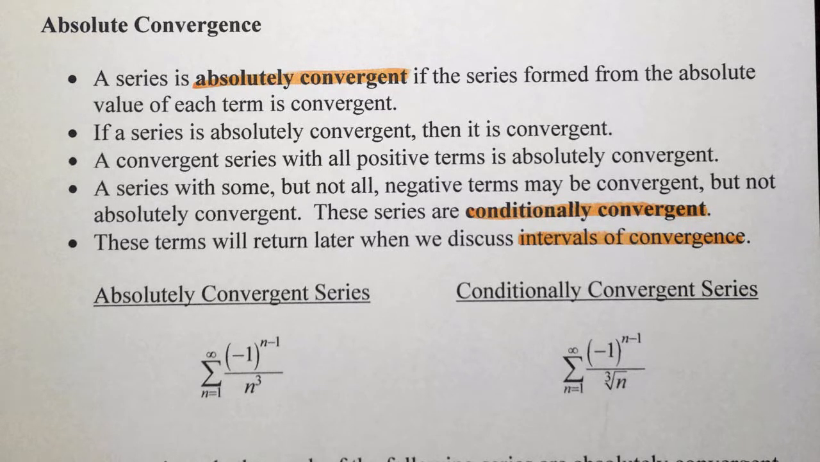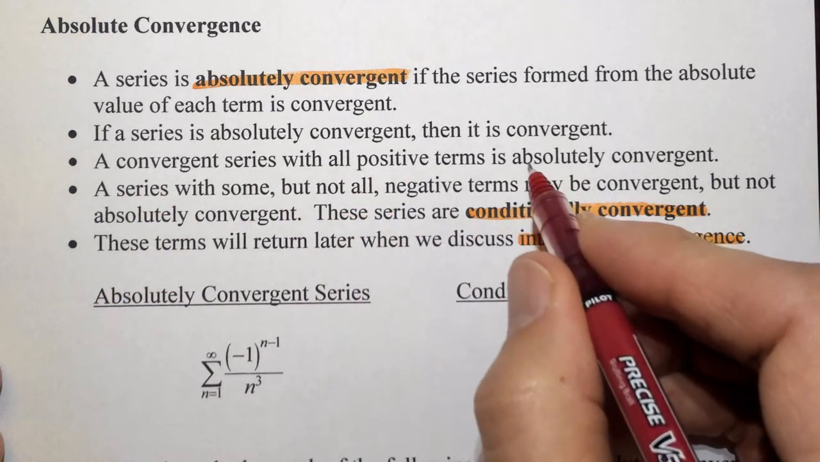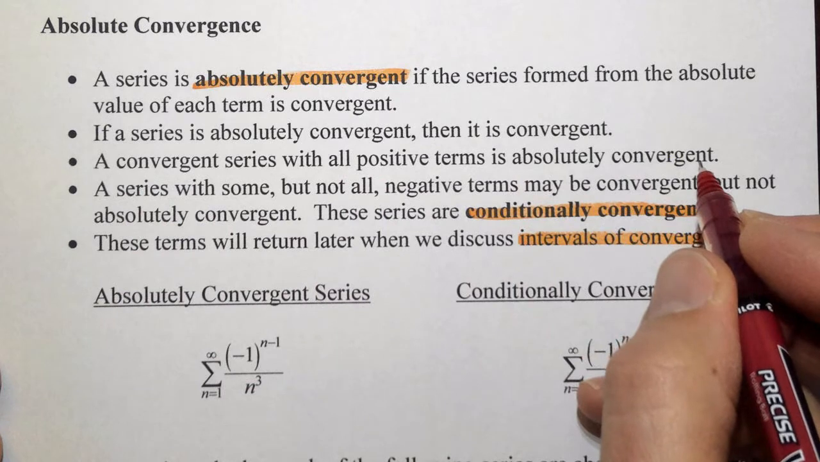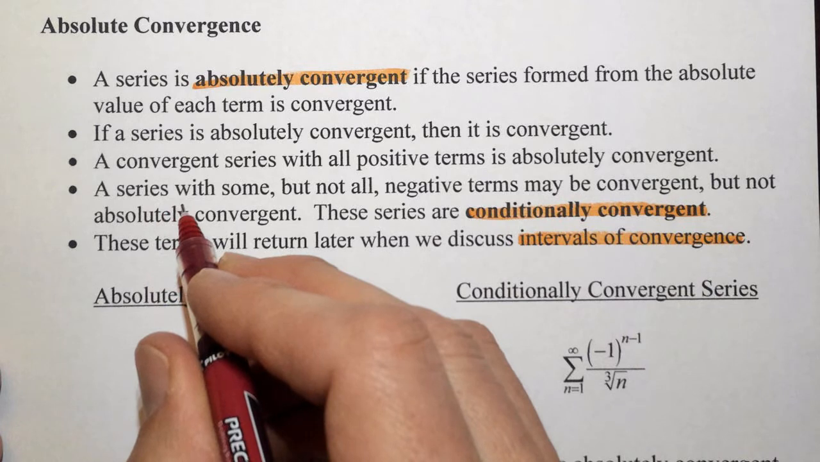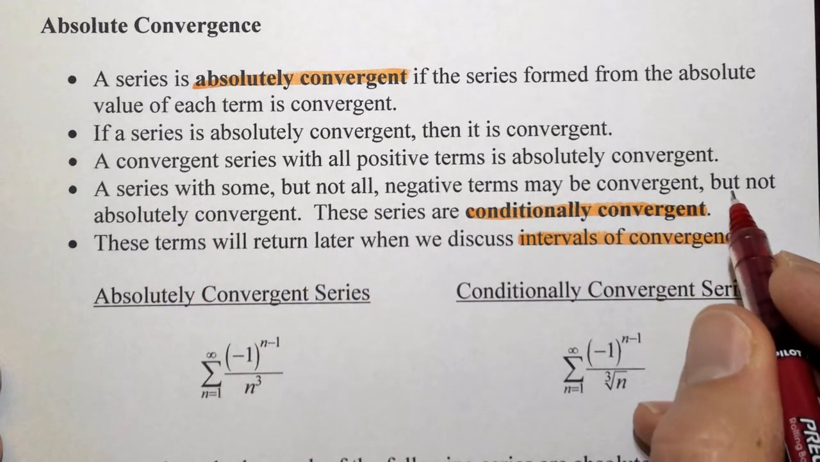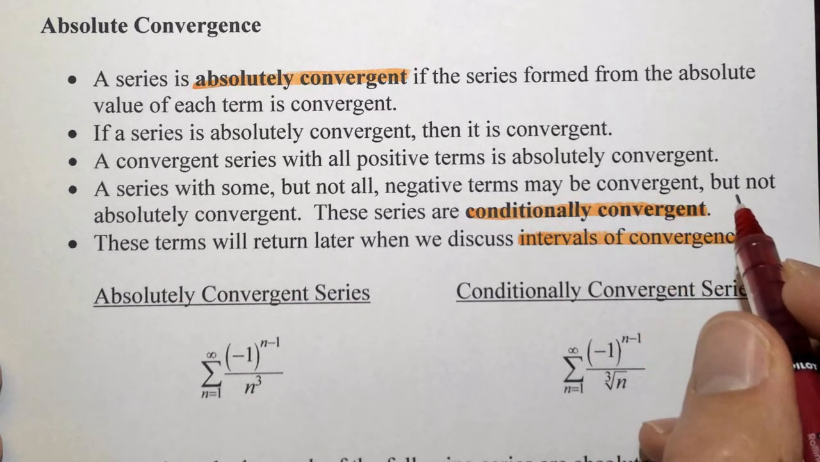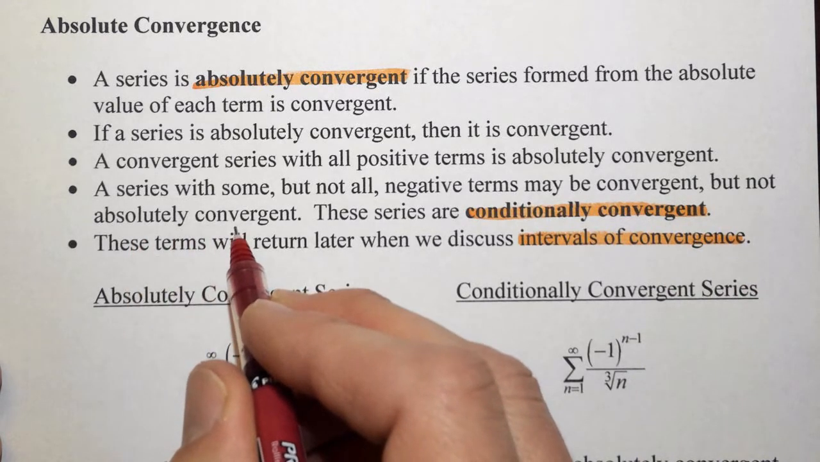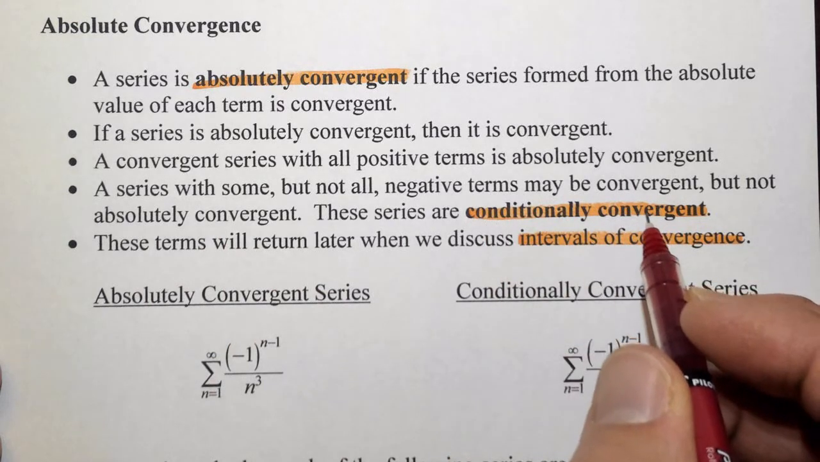Okay. So when we see absolute, it's connecting with this idea, if you will, of absolute value. So if we have a series that converges and all the terms are positive, we will say that it's absolutely convergent. Okay. If we have a series that has some terms which are positive and some terms which are negative, it may converge, and we can figure that out by the alternating series test, but it may not be absolutely convergent. And if that's the case, then we call the series conditionally convergent.